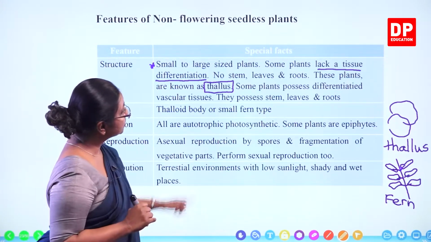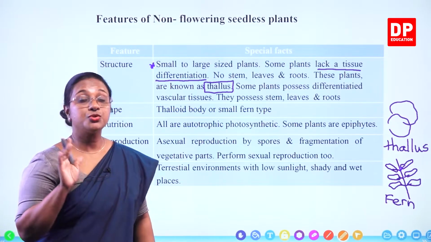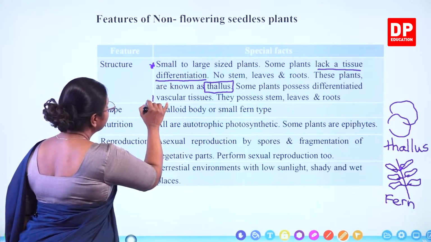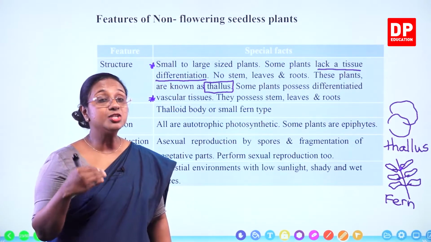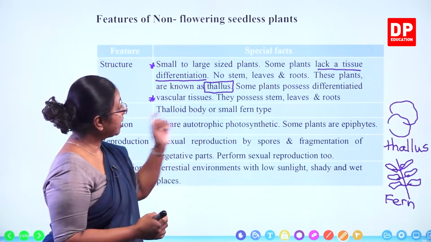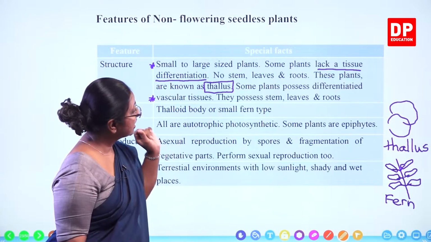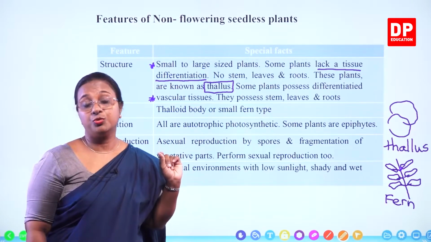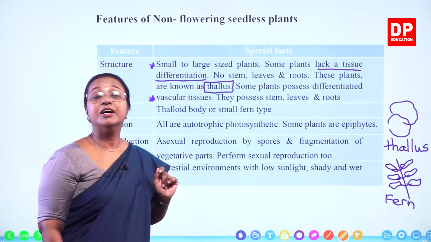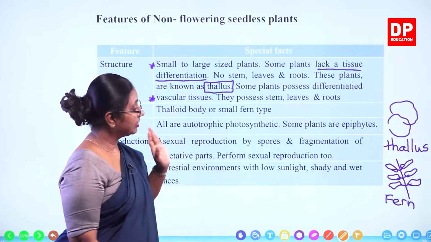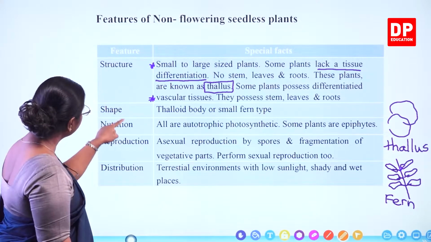Then some plants possess differentiated vascular tissues. So some of them have vascular tissues. What are vascular tissues? Tissues that transport substances. So some plants have vascular tissues, and they possess stem, leaves and roots. Is that clear to you all? So those are the fern type plants. So we have the thallus structure and fern type. That's the structure. Then we have the shape.